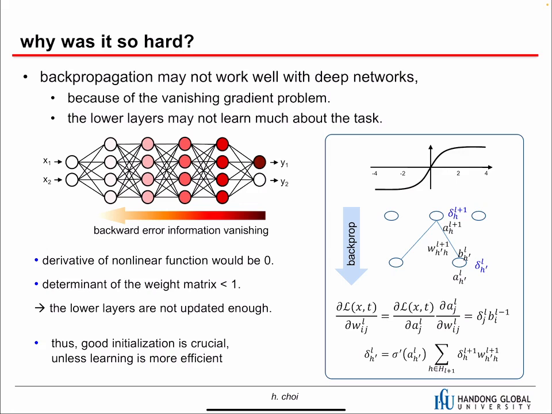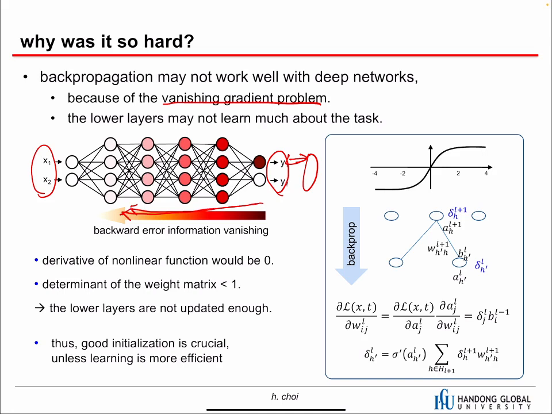The problem is in the backpropagation. Backpropagation may not work well with deep networks because there is a vanishing gradient problem, so the lower layers may not learn much about the task. Think about this one. These are input and these are output. Let's say we are working on a supervised problem, so we have labels here. Based on this error, the error information goes down like this. But this error information vanishes as we go down.